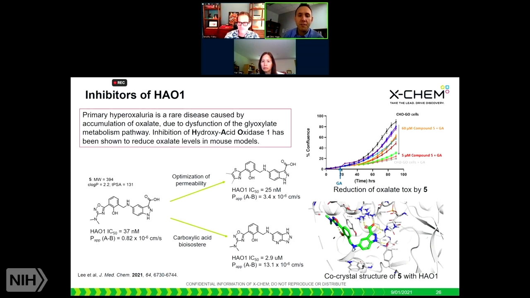We also got a crystal structure of this compound in HAO1. It's shown on the bottom right-hand side. The carboxylic acid of the indazole is interacting with the arginine group, a classic motif for inhibitors of HAO1. And then the oxadiazole with the dimethylamine moiety, shown on the left-hand side of that graph, is the solvent exposed area. And this is where the library was attached to DNA.